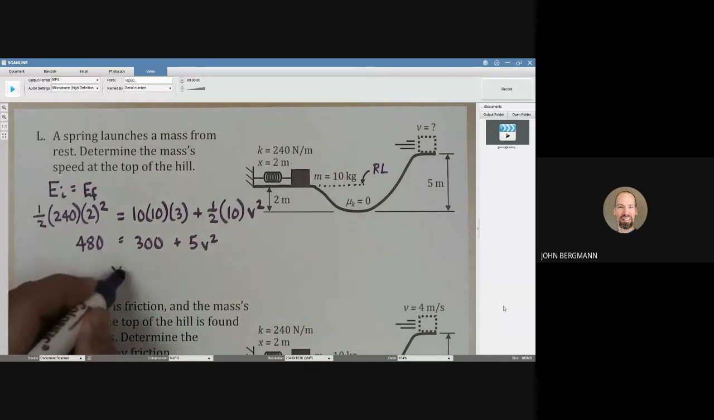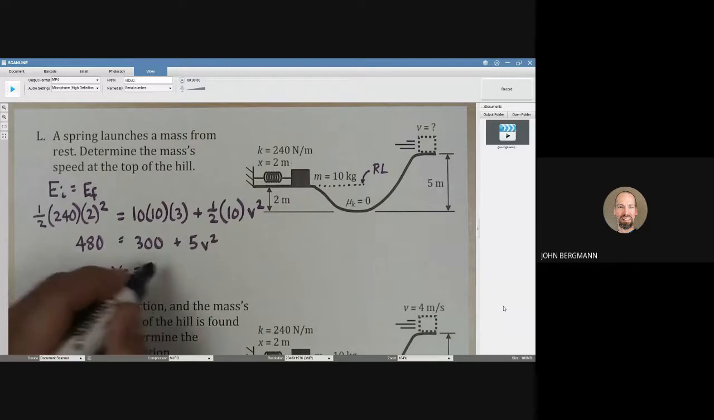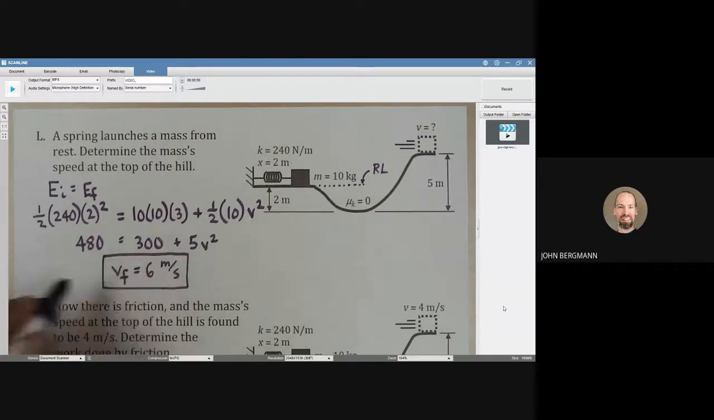Ooh, that's really nice, isn't it? V final is going to be 6 meters per second. Sometimes the numbers come out really nice like that.